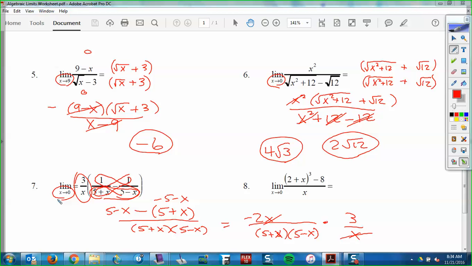Let me do this. So if I put in a 0, I get 5 plus 0, which is 1/5. And I have 5 minus 0, which is 1/5. 1/5 minus 1/5 is 0. And then I put a 0 here. So what I had was, let me put that in blue.